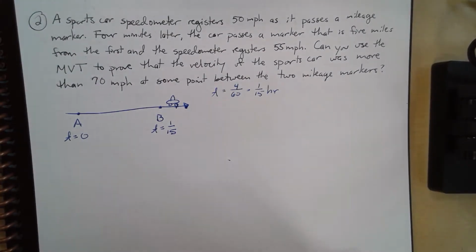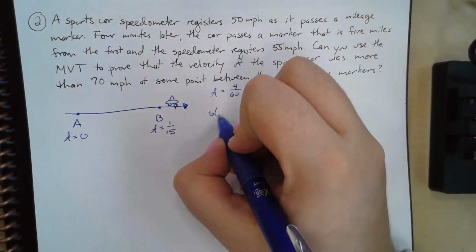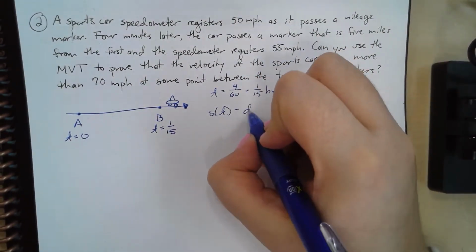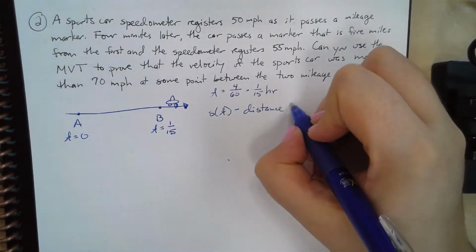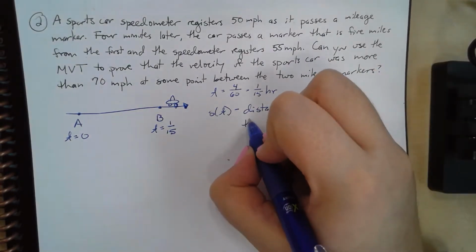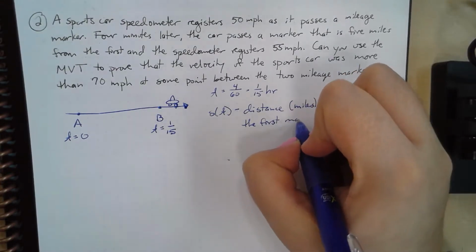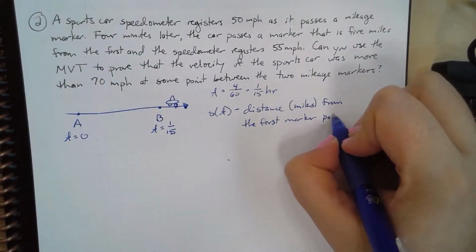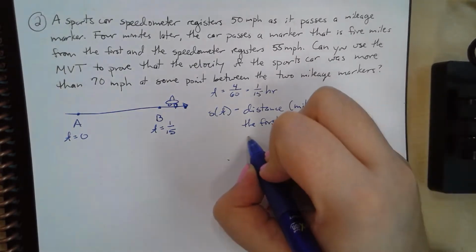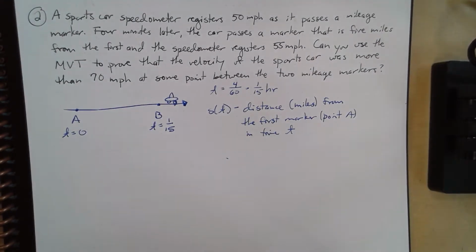Right? And then our distance from the first marker at time t is our s of t, okay? So s of t is our distance in miles from the first marker, or you could just say point A, in time t. That's what our distance is right there.